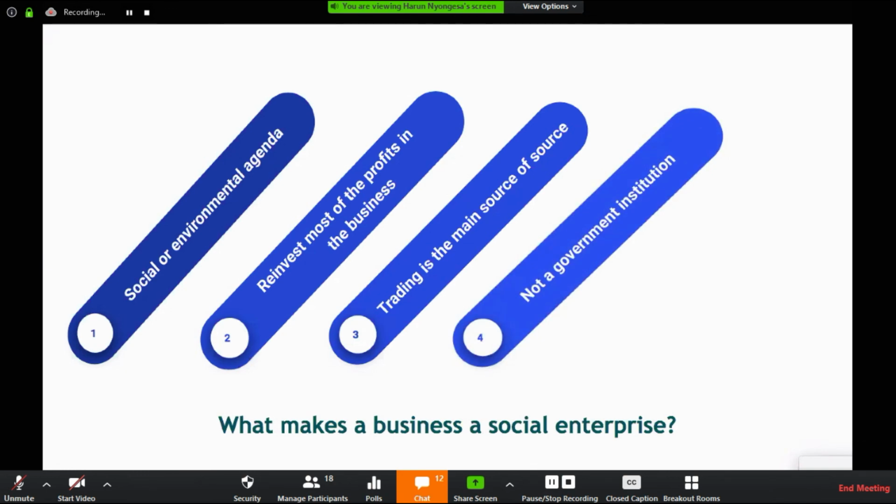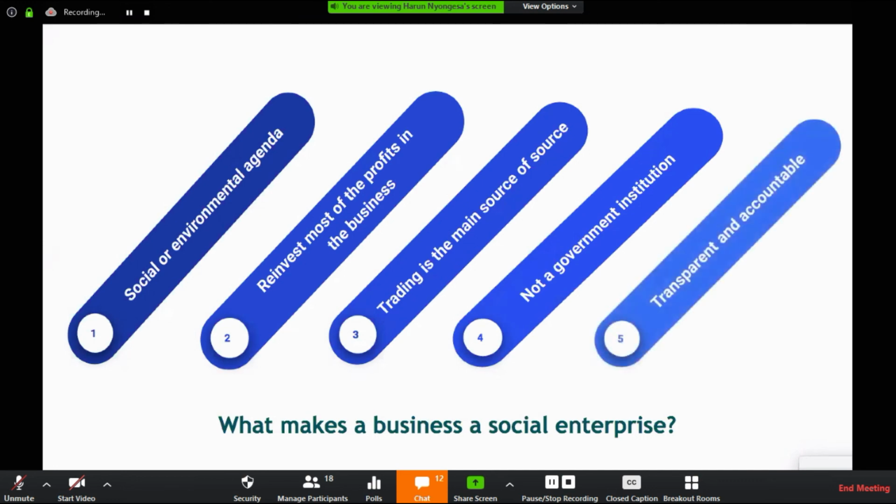Fourth, a social enterprise isn't a government institution. So it is completely separated from the government. And lastly, it is transparent and accountable. So it isn't run in a way that doesn't show responsibility, in a way that isn't transparent. You can even audit it as a way of keeping the entity accountable.